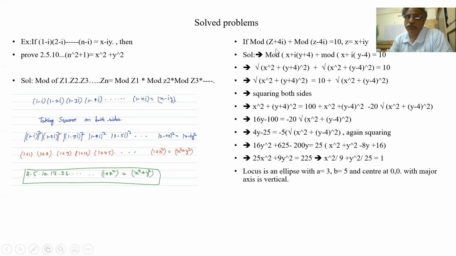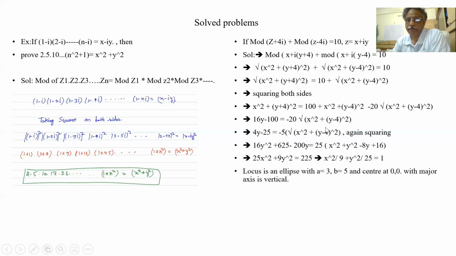So let z be x plus iy. So mod of (x plus i(y plus 4)) plus mod of (x plus i(y minus 4)). What is the mod of this? Square root of x square plus (y plus 4) whole square. What is mod of this? Square root of x square plus (y minus 4) whole square is equal to 10. So I am squaring both sides. I have simplified it. So I got 16y minus 100 is equal to minus 20 root.